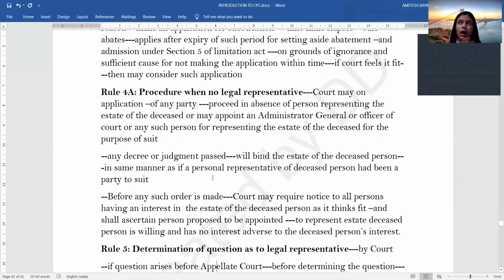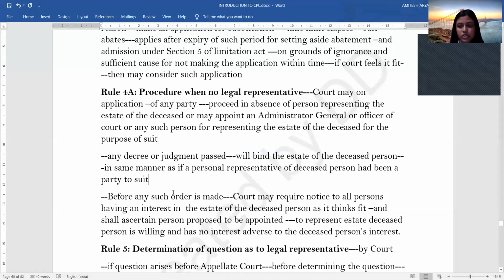Now, what would happen? Just think, we have seen when the right to sue survives and when the right to sue is not surviving. Now, what happens if there is no legal representative at all? If there is no legal representative, then it will proceed in the absence of a person representing the estate, or an administrator general will be appointed, or an officer of the court, or any such other person for representing the estate will be appointed, and whatever decree or judgment will be passed will bind the estate of the deceased person as if a personal representative of the deceased person had been made a party to the suit.